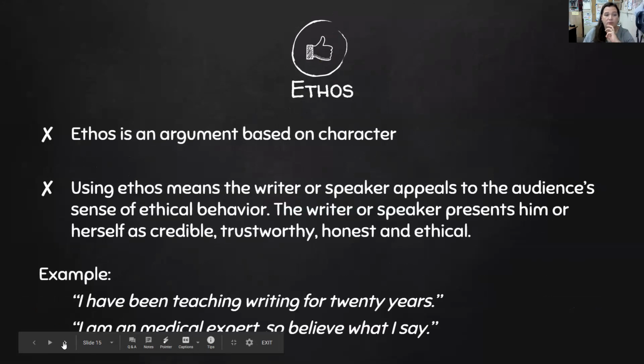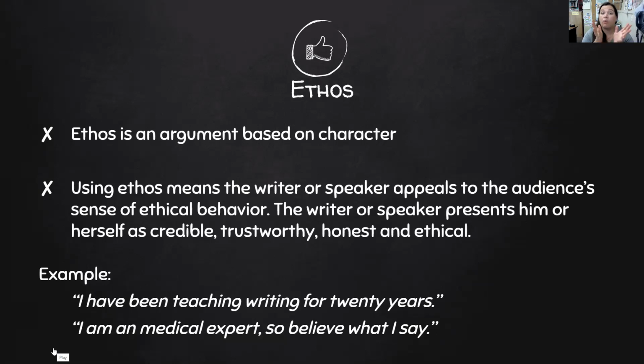All right, ethos. So ethos means the writer or speaker's appeal to the audience's sense of ethical behavior. The writer or speaker presents him or herself as credible, trustworthy, honest, and ethical. So I wanted to convince my mother, I said, you know who I am. You know I'm a wonderful gift giver. And if I'm giving you this advice on what to give, you should listen to me because I'm a great gift giver. So that would be an example of ethos that I would use to convince my mother.